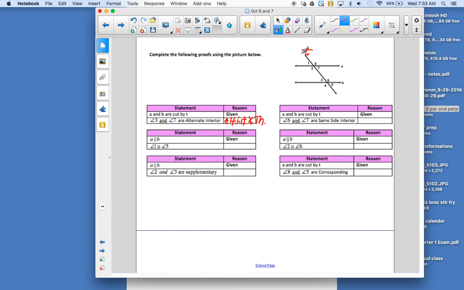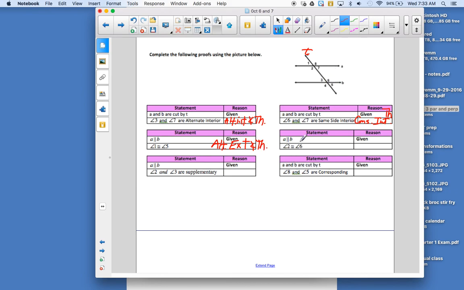A and B are cut by transversal T. 6 and 7 are same side interiors, 6 and 7, and that would be the consecutive interior theorem. A and B are parallel. Angle 1 is congruent to angle 5. Let's see, angle 1 and angle 5. Well, those are alternate exterior angles. So that's the theorem that told us that.